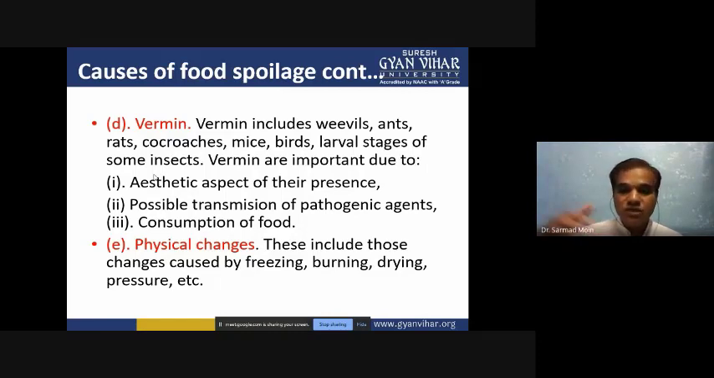And during cooking, when we cook the food, we have to give heat. When we give heat, the physical characteristics of the cells change. And when the physical characteristics change, the food becomes more prone to spoil quickly. So these are all the reasons.